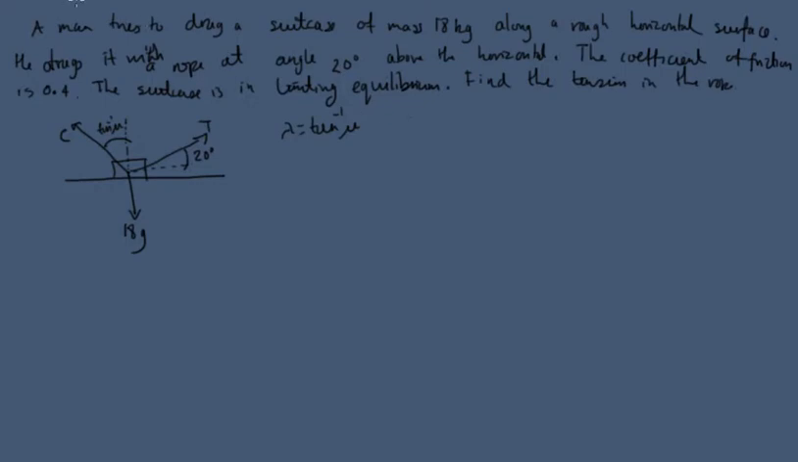So let's consider using Lami here. So we've got 18g, we have T and we have C here. And this angle here is lambda, and this angle here is going to be a right angle, and this angle here is going to be 20 degrees.